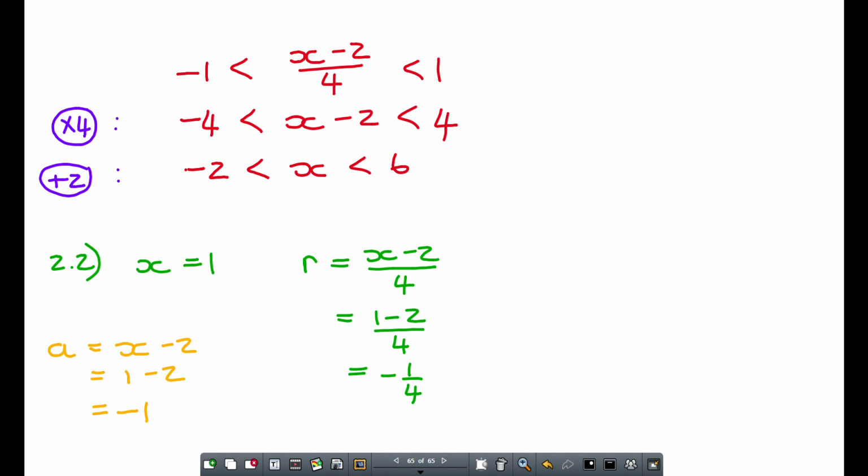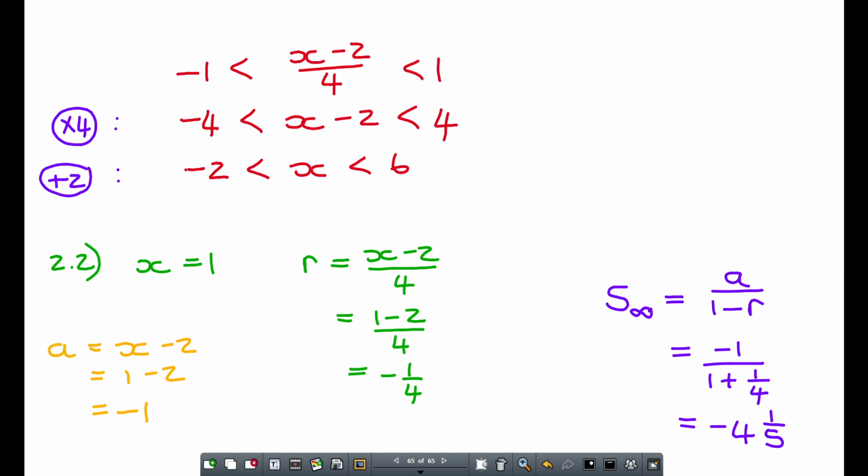Do you agree? Okay, so now I can say the sum to infinity would then be a over 1 minus r, so we're going to start in: a was minus 1, over 1 minus minus a quarter, which becomes plus a quarter, and that means it gives you minus 4 over 5. Are you with me? Any questions? Last one. Can I skip? Okay. Done.